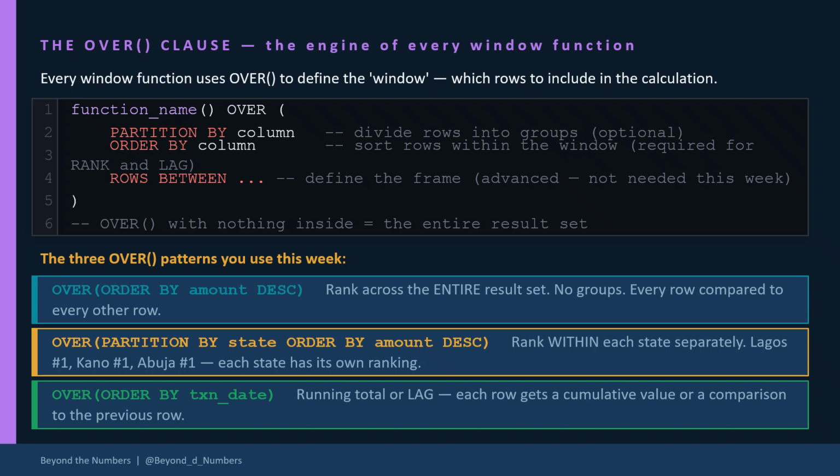Then the second pattern is over with partition by and order by. This restarts the calculation for each group. Lagos has its own ranking, Kano has its own ranking, and Abuja has its own as well. The third pattern is over with order by for running totals or lag. The order by tells SQL which direction to accumulate or which row to look back at. You're going to see all three patterns as we move on.